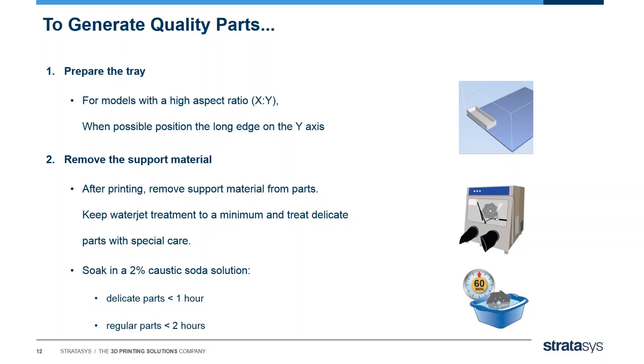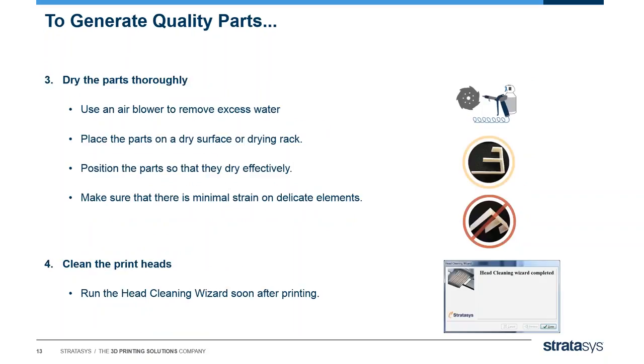Check the parts if you need caustic soda. Put it into a stronger caustic soda bath for maybe 20 minutes, half an hour. Take the parts out. Go to the water jet again for 1 minute to wash away the residues of support material, and then important, dry the parts and put them on the shelf for drying out. So this is very important. If you're following these easy rules, you will have great parts with Rigor material.